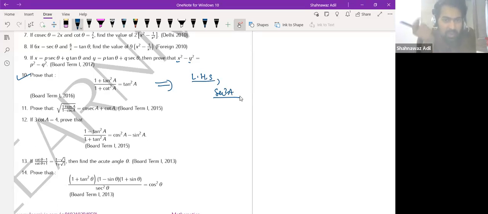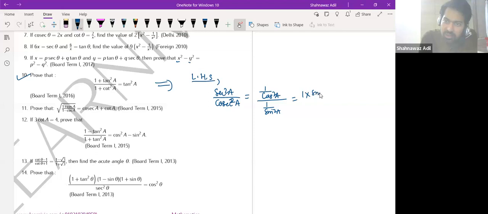Good. And what is 1 plus cot square? Yes. Cosec square, right? So, good. So, sec square is the reciprocal of cos square. So, we can write this one as this. And this is the reciprocal of sine square. So this will go in the numerator, and this will come down to the denominator. So sine square a by cos square a, which is tan square a, which is the RHS, hence proved.